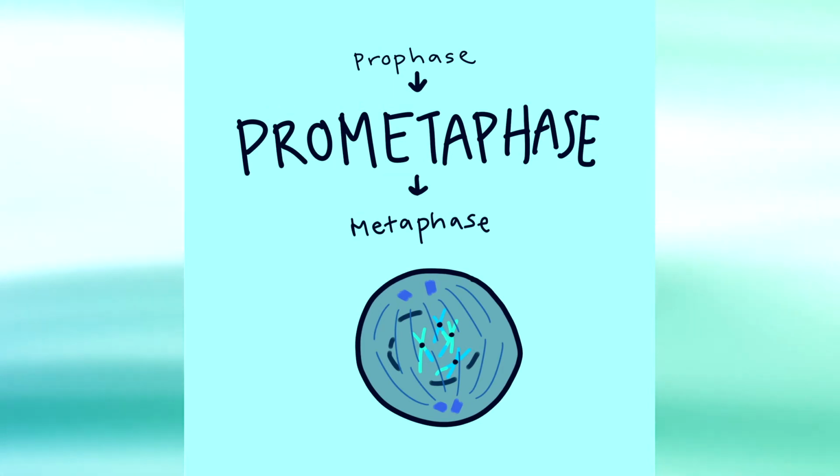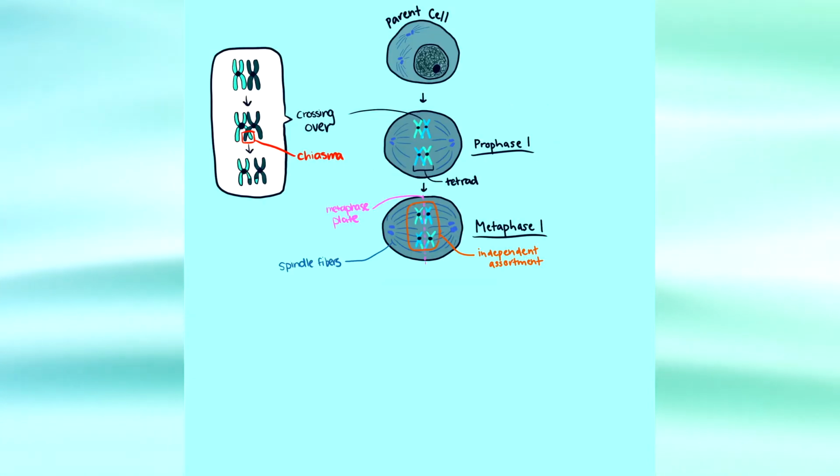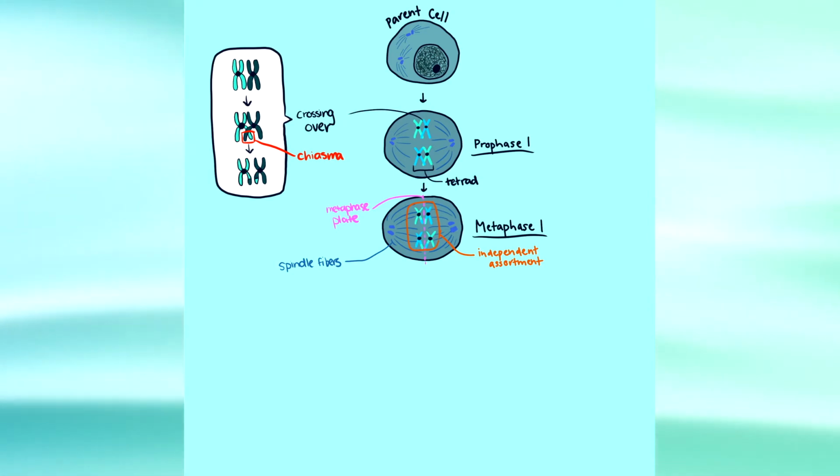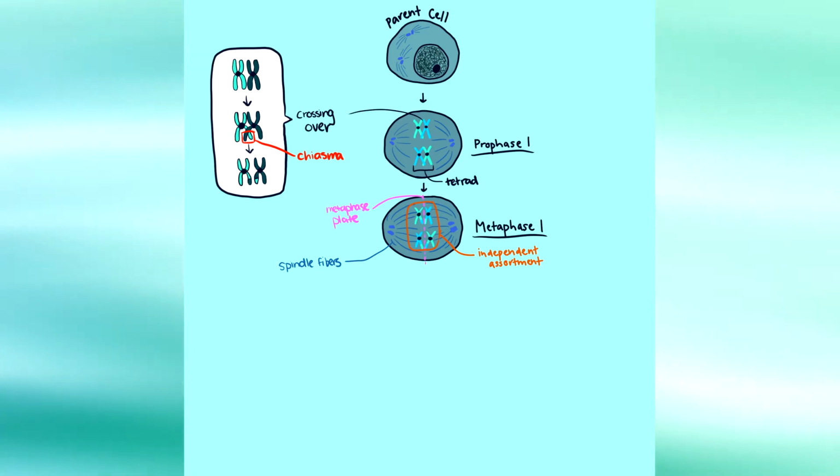The next step is metaphase 1, where the tetrads will organize themselves randomly along the metaphase plate, which is an invisible plane that the cell plans to split at. This random combination of tetrads is called independent assortment and creates diversity in the daughter cells.